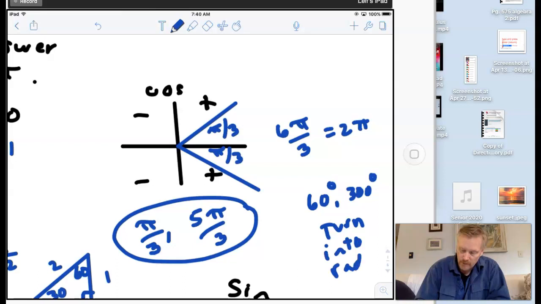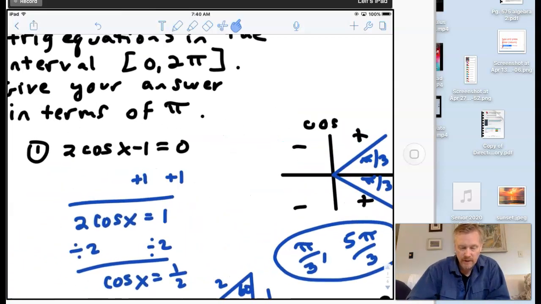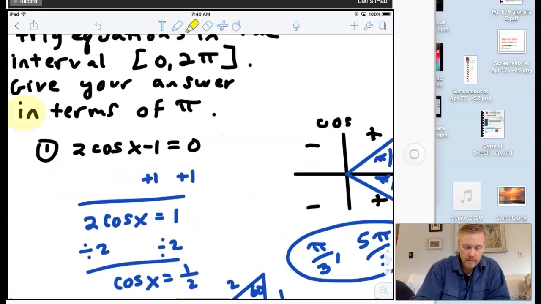That's another way to do it. But we are doing these in radians because up here it said to give your answer in terms of pi, and in terms of pi means radians, okay? All right, good. So that was the first one.